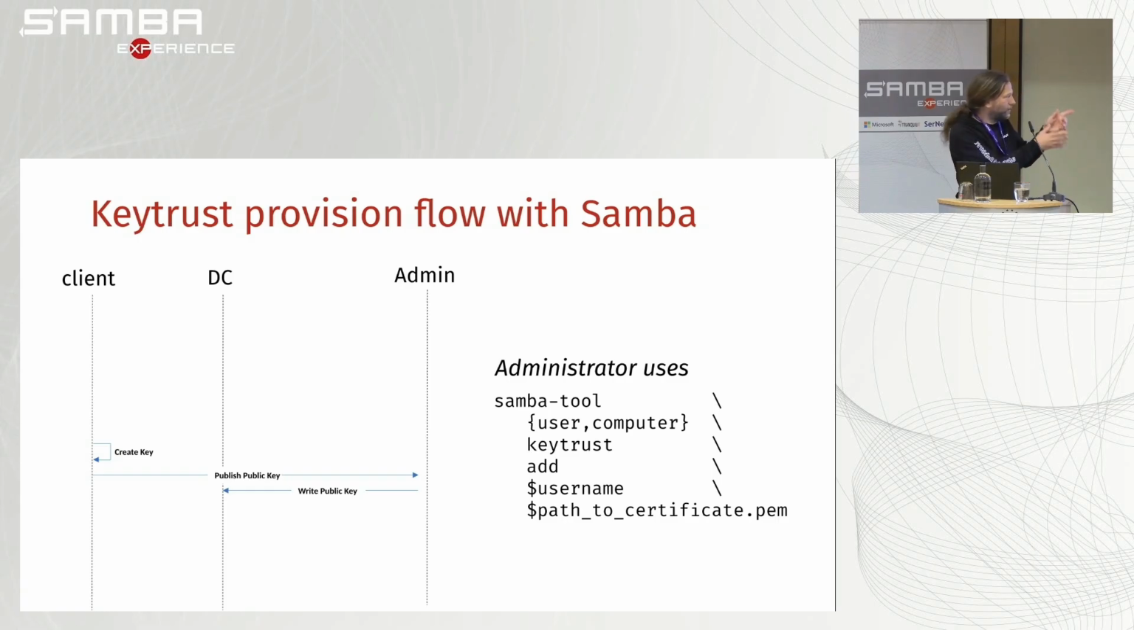So samba-tool user key trust add: you name your user and you name the file that has the public key in it. There's a few different formats you can use. It'll just pull out the public key, bundle it up in the right strange way that it needs to be, and put it in the right place in the DC for that user.